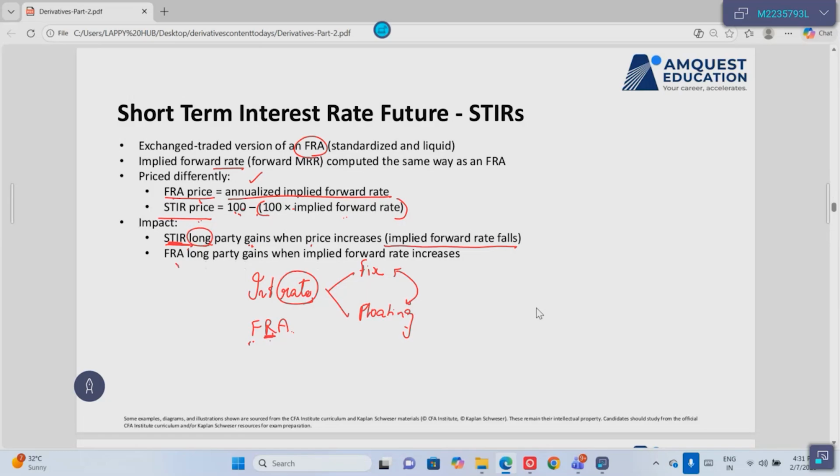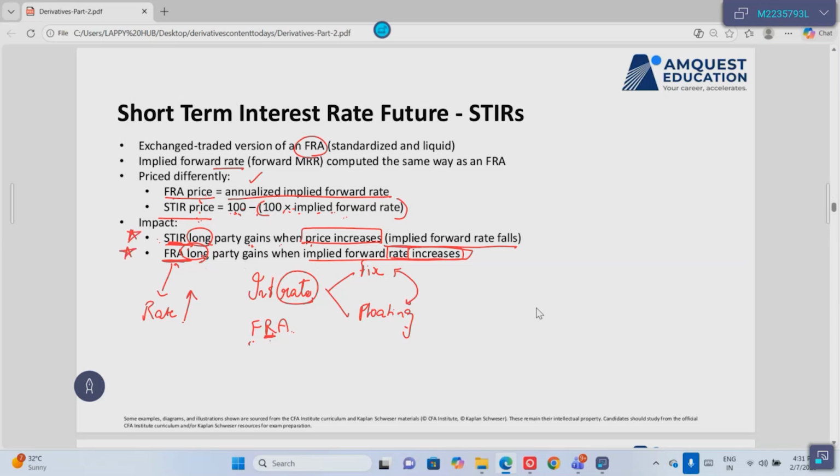FRA. When does the FRA party gain? Now, FRA is basically, like I told you, a rate. When will the party who has gone long on the rate gain? He will gain when the rate goes up. In a short-term interest rate future, you're dealing with value, therefore he will gain when the value goes up. In a FRA, you're dealing with rate, so he will gain when the rate goes up. Are we clear on the difference here?